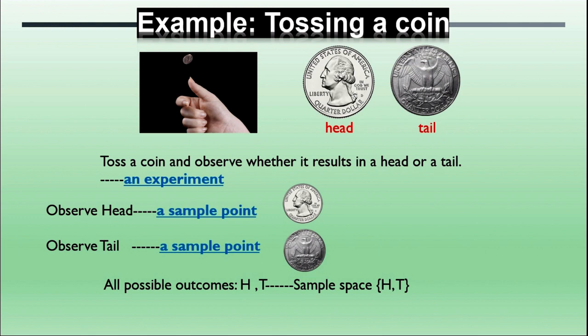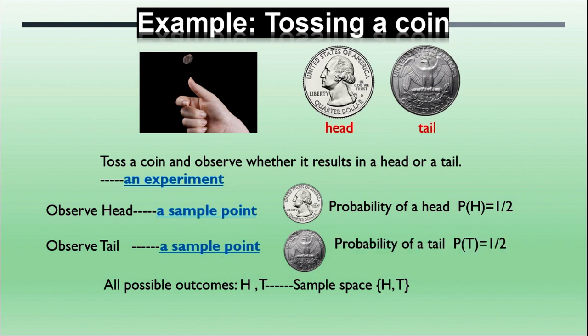Let P represent the probability of a sample point. As we know, there is an equal chance of a head or a tail. So the probability of a head or a tail is half, 1/2.